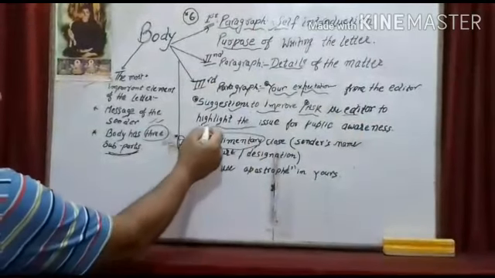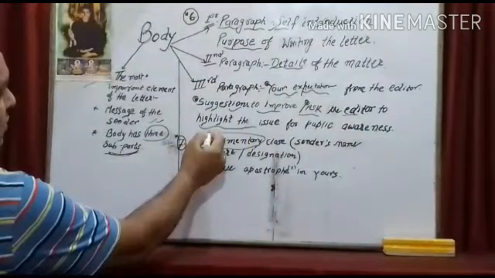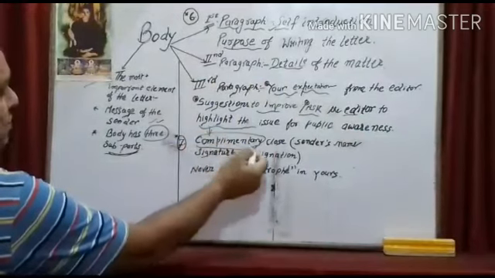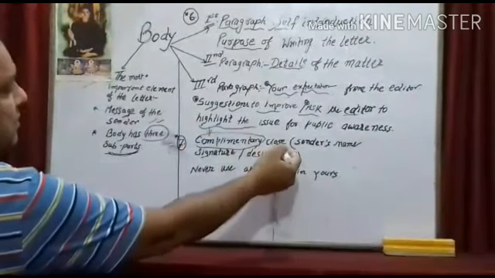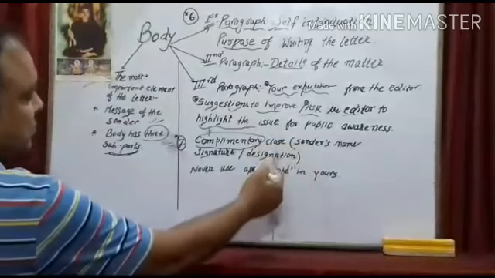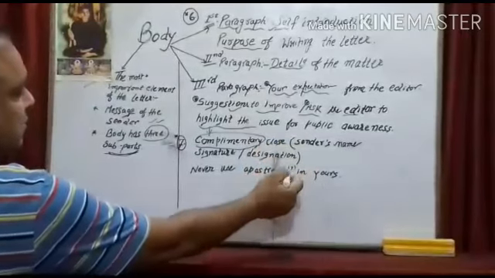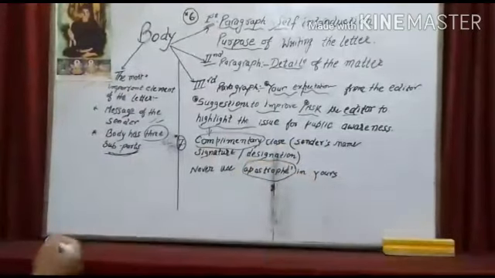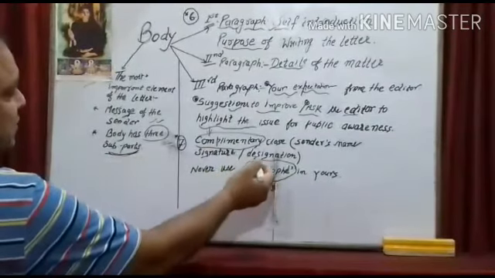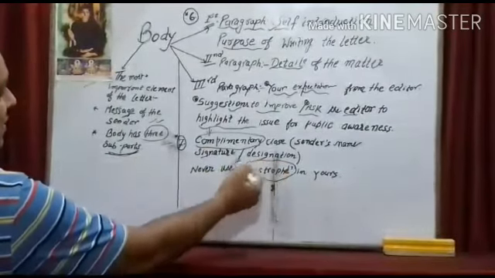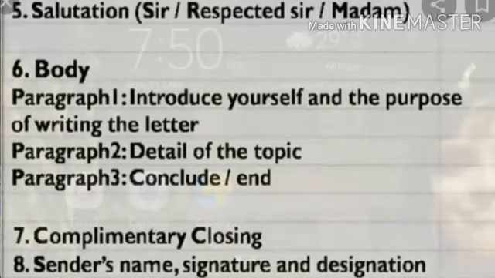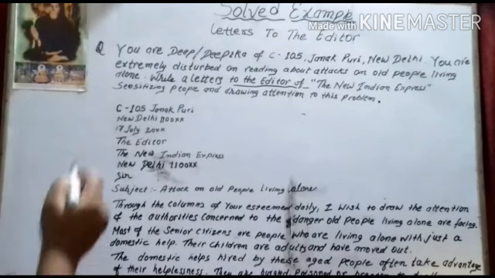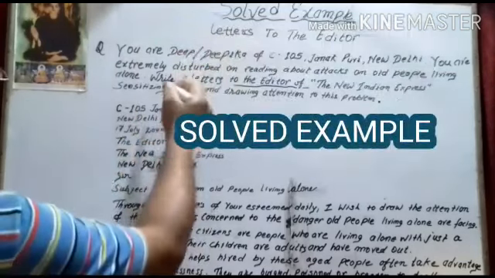And just below the body of the letter, the complimentary close must be mentioned. While you write yours truly, yours sincerely or yours faithfully, never use apostrophe s in yours. Then the sender's name, signature and designation if required. Now let me show you a sample for your convenience.